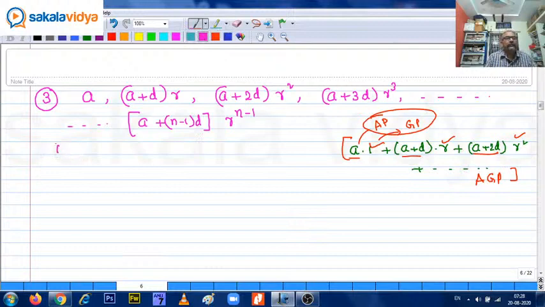In this, the nth term is equal to (a plus (n minus 1) into d) into r to the power of n minus 1, where r is the common ratio of 1, r, r square, that we have already discussed. Okay, right now.